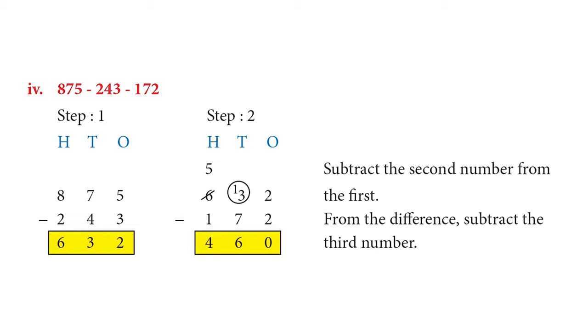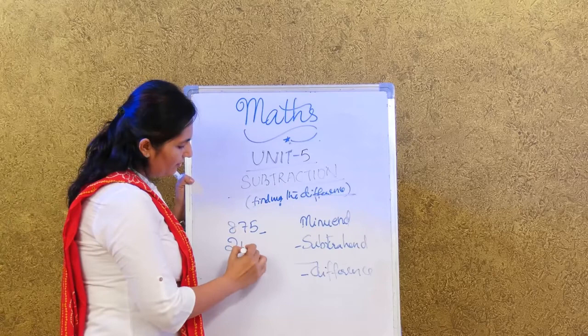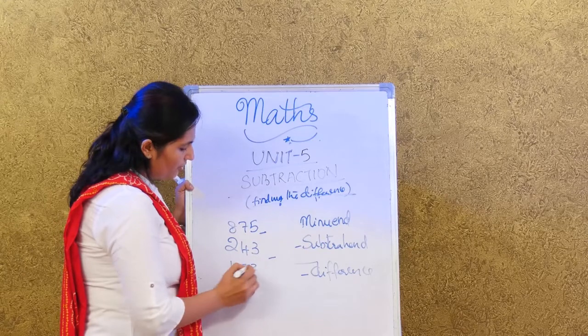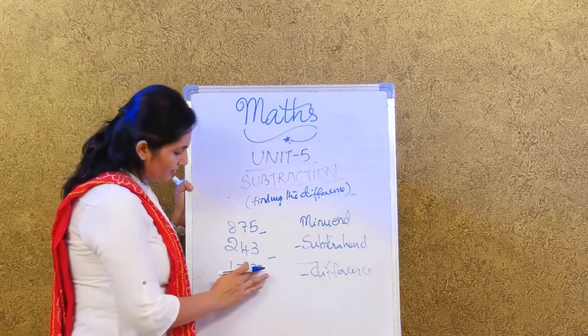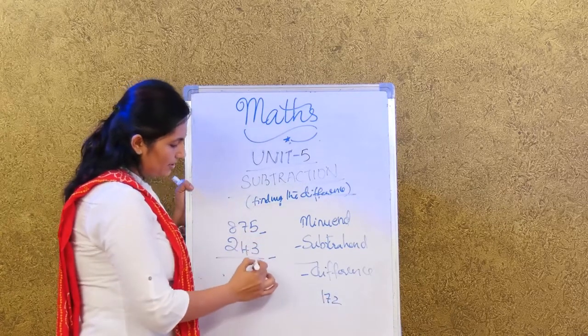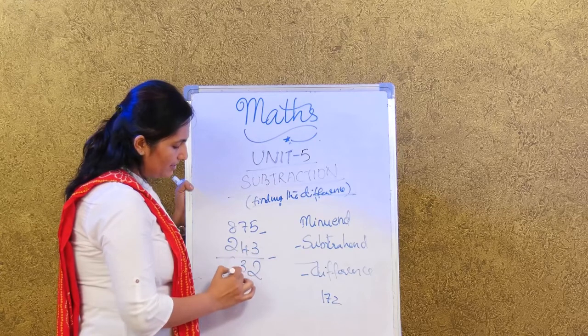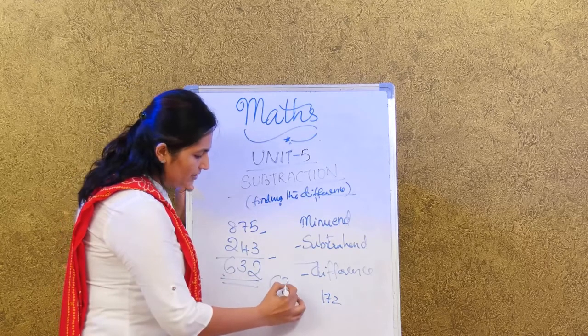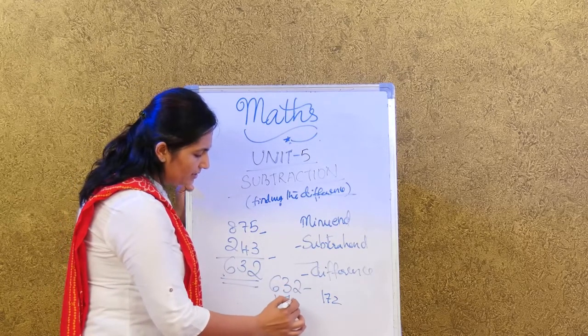Alright, let's look at one more sum on page number 87, Roman numeral 4. How does this work? The sum is 875 minus 243 and then minus 172. We can't do this at once, so what we will do is put the 172 aside and wait. 875 minus 243: 5 minus 3 is 2, then 3, 6. 632 is the answer we got, and now we do 632 minus 172.